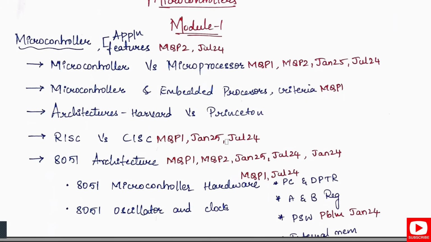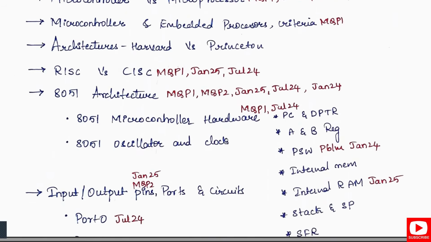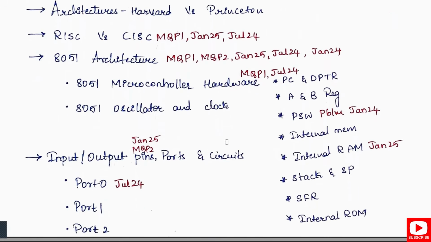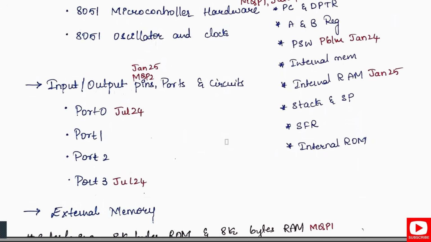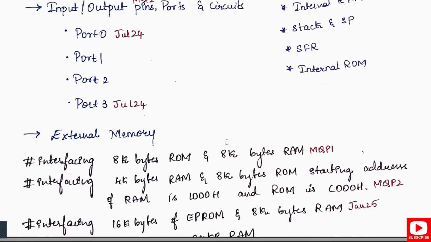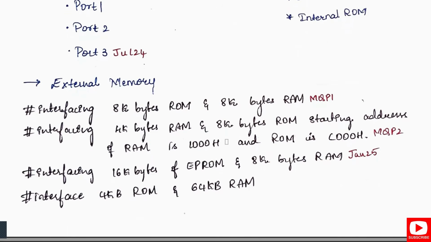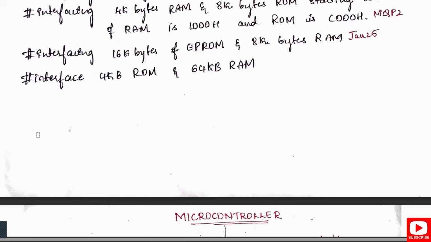Then RISC versus CISC is also important. Architecture, you have to learn the architecture and the explanation part. Then Port 0 and Port 3 are important, and many times all the 4 ports are also asked. In the external memory interfacing, these are the types of interfacing of the ROM and RAM that were asked in a few papers. In Part 2, I will be discussing the first one and the second one. So do watch Part 1 and Part 2 completely.